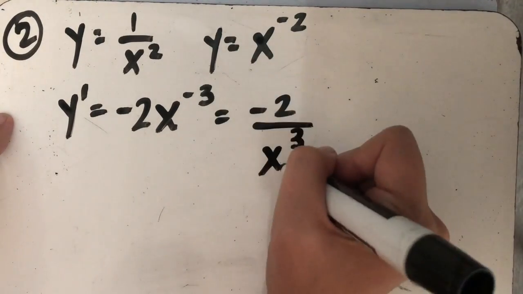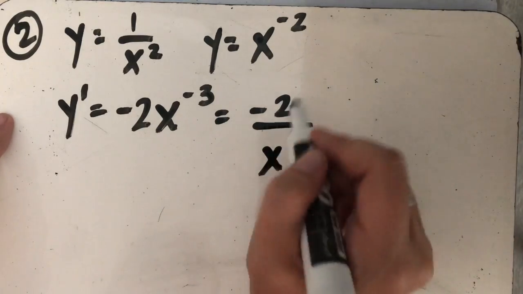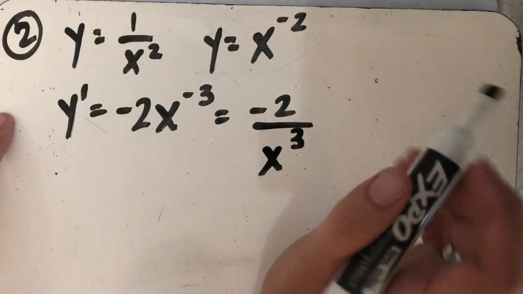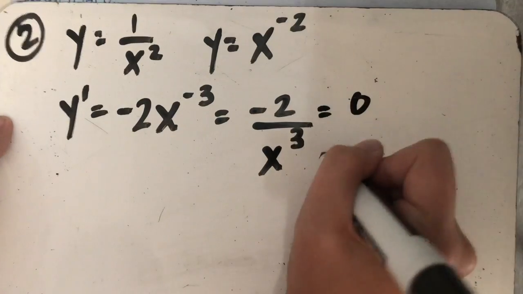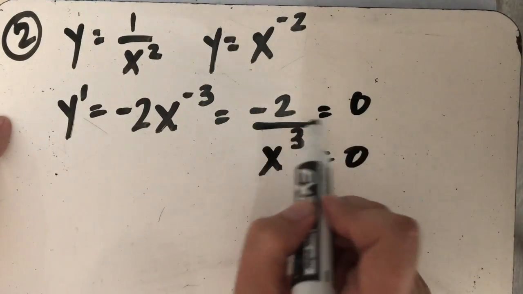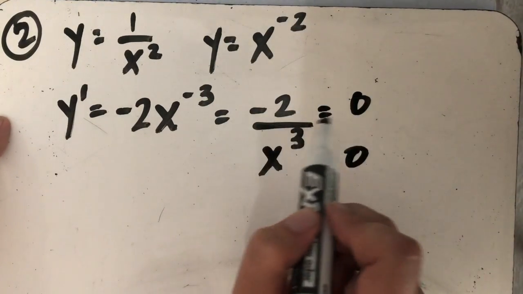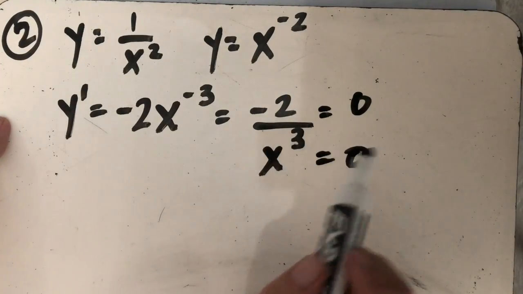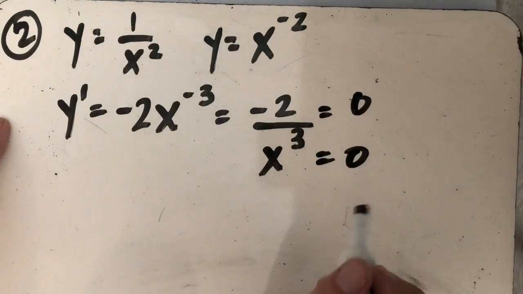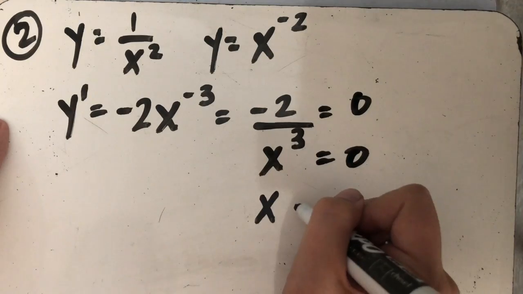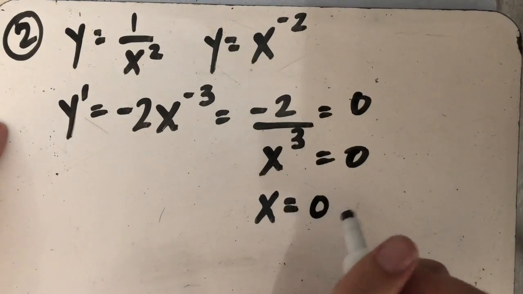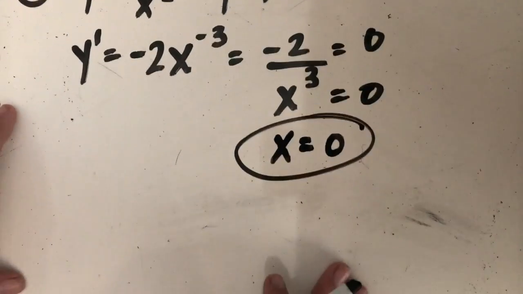Again, that negative exponent means put it in the bottom. The -2 did not have a negative exponent, so it stays on the top. And I want the top or the bottom to equal 0. Remember, we need to figure out for a critical point where this equals 0 or where it's undefined. And where it's undefined is when the denominator equals 0. So the only time the x cubed is going to equal 0 is if x itself equals 0. So that must be my only critical value.